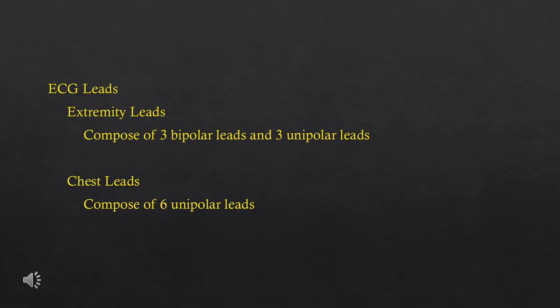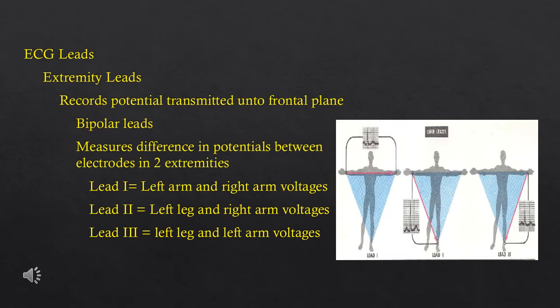ECG leads are divided into extremity leads and chest leads. The extremity leads are composed of 3 bipolar leads and 3 unipolar leads, while the chest leads are composed of 6 unipolar leads. The extremity leads record potentials transmitted onto the frontal plane. The bipolar leads measure the difference in potentials between electrodes in two extremities.